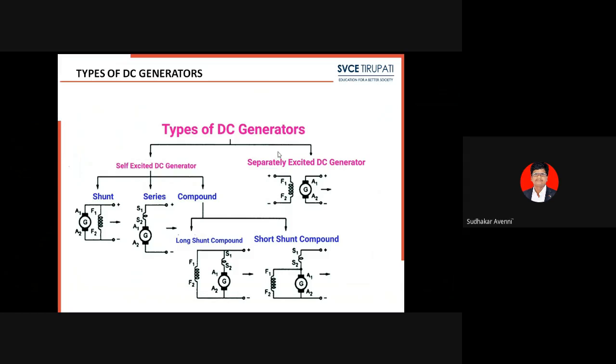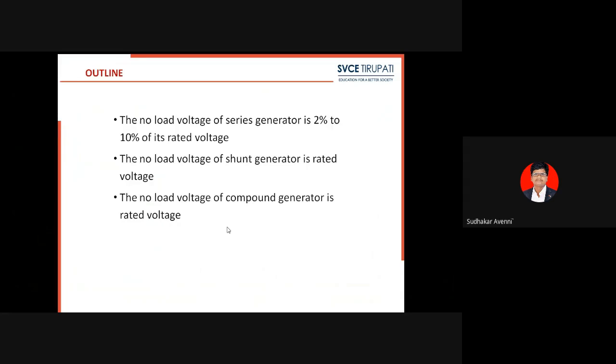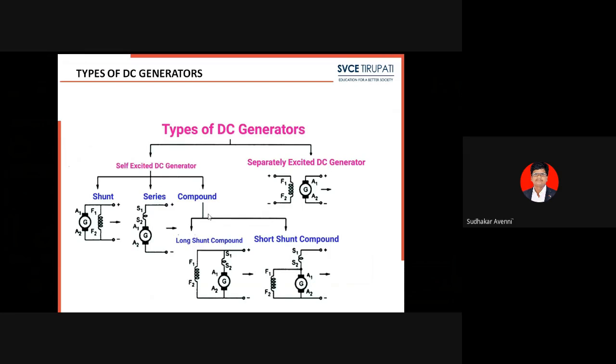So here the field winding is separated from the rotor winding. That generator we call a separately excited generator. When the field winding is connected with respect to the armature winding, the generators we call self-excited generators. In self-excited generators, we again classify shunt generator, series generator, and compound generator. In compound generator, we again classify long shunt compound generator and short shunt compound generator.